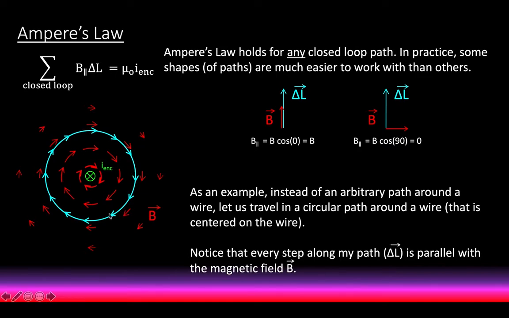So I am walking around a closed loop. How much current am I walking around? That's going to be something there. The left side, what is the left side asking? The left side is asking how does the direction of the magnetic field relate to the direction of the step?